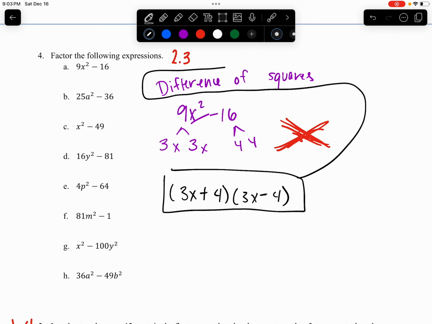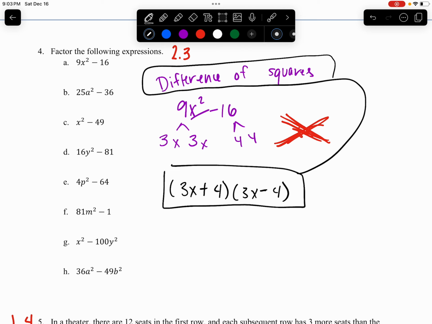by difference of squares. Okay, you would just say since 9x squared and 16 are perfect squares, then by difference of squares, you do this.